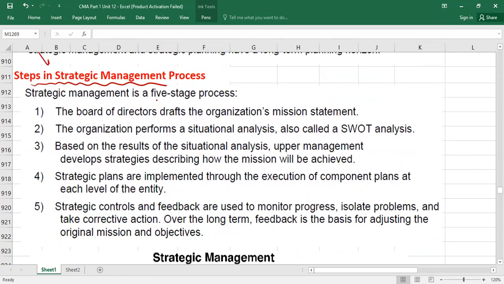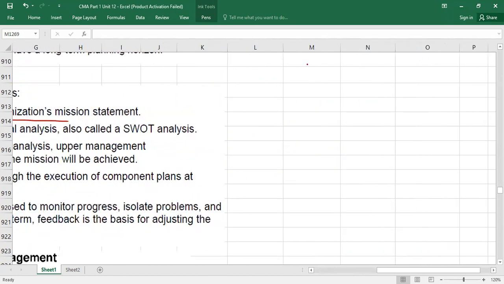Number 1, it is a 5-stage process. Okay, number 1 is what? The board of directors drafts the mission statement. Please guys, here remember, there are 2 keywords. One keyword is vision and the second keyword is mission. Okay, and these statements are set by the board of directors, meaning by top management.